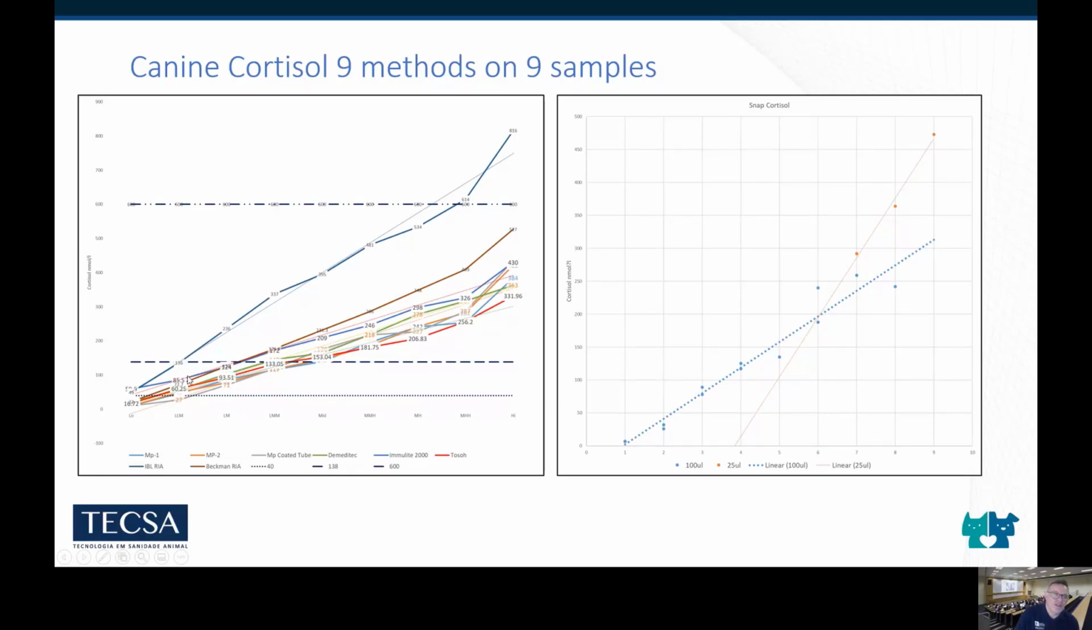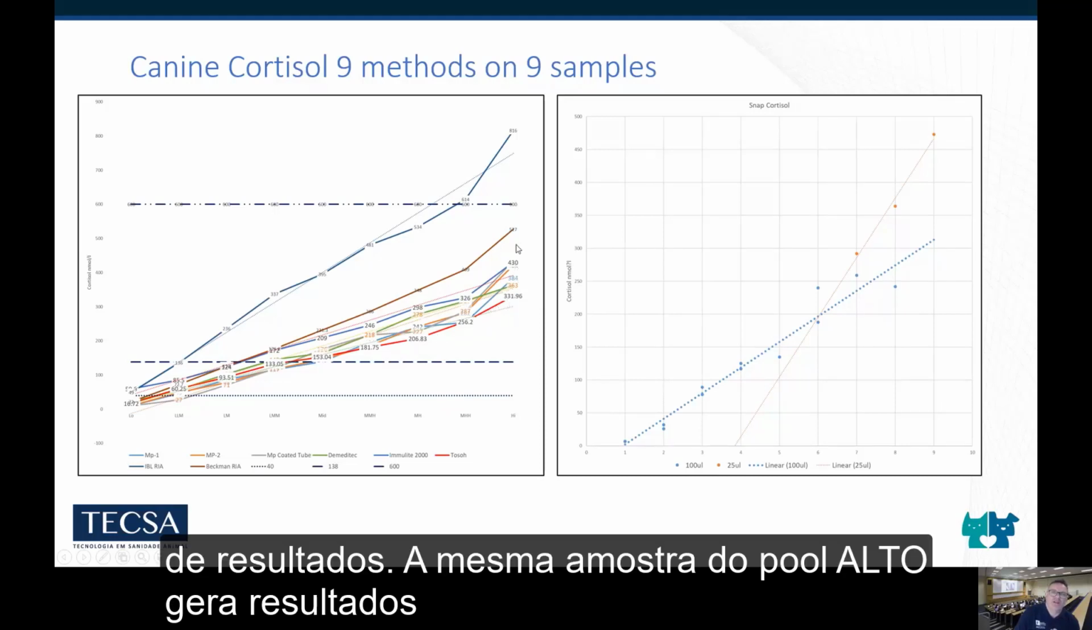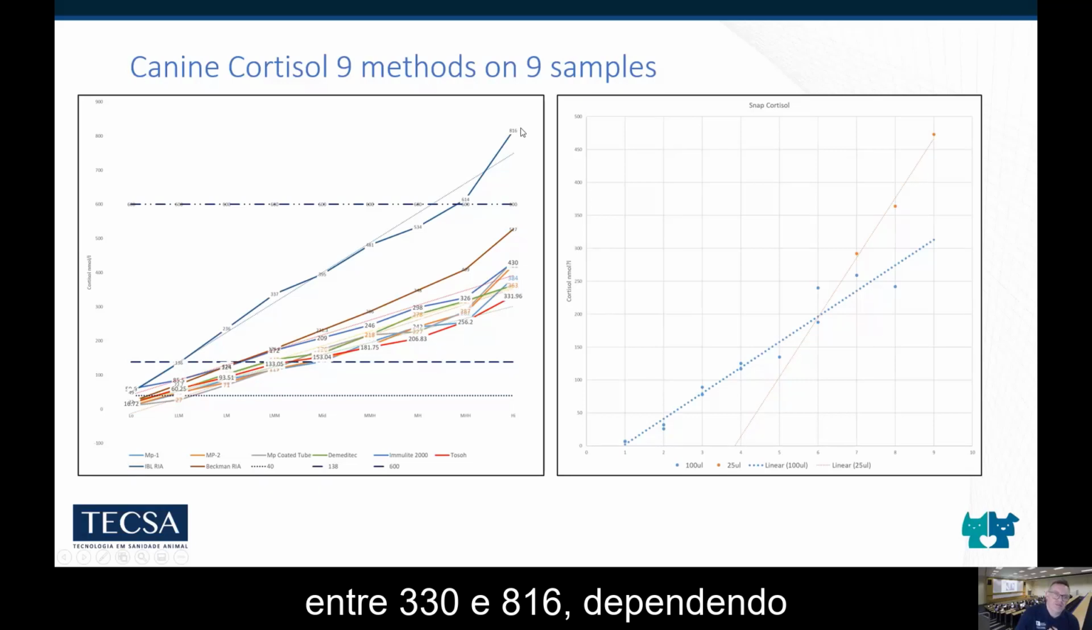There are a few things we can see from this. We can see that generally most of these have results that lie on a line, not as nicely as we might like, but generally lying on a line. We have a range of results being generated. The same sample, the same high pool, is generating results anywhere between 330 and 816, depending which method is used, although most of the methods are somewhere between 330 and 430.